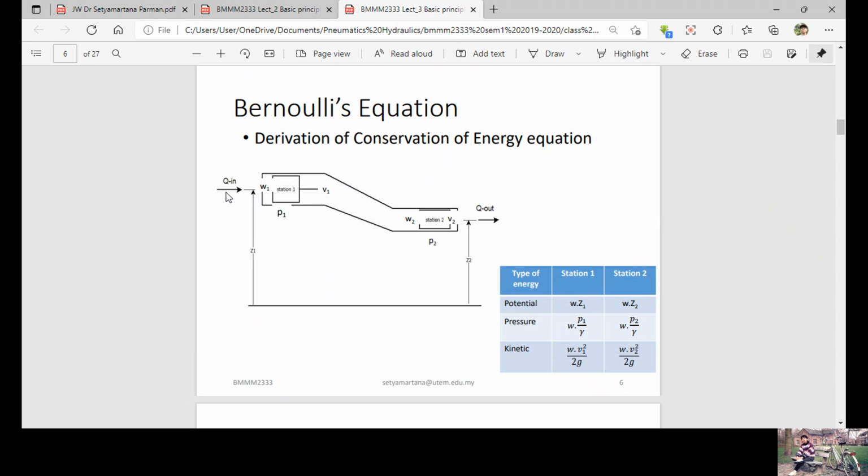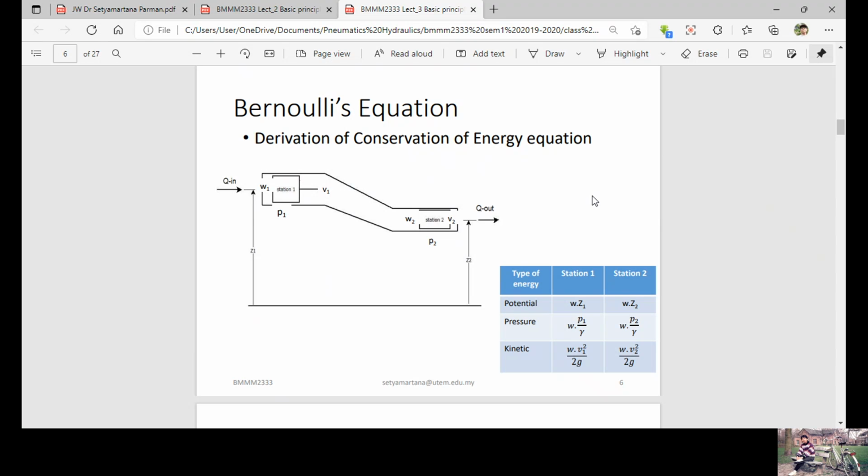And then that control volume enters the system and flows here, and at the position of station 2, it has the width W2, the velocity V2, the pressure P2, while the elevation is Z2. From station 2, the fluid then flows out.